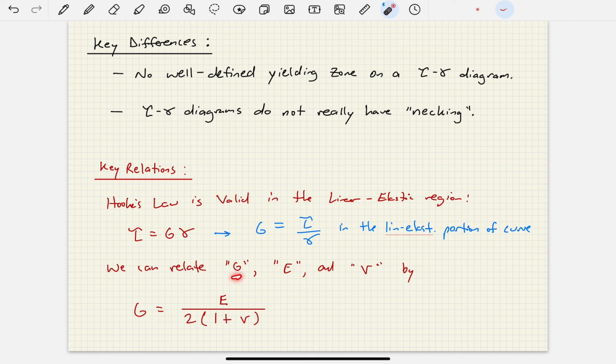So G is shear modulus, E is modulus of elasticity, which we studied before when we were dealing with the tension test, and nu is Poisson's ratio. And so the way they're related is we say shear modulus G is equal to modulus of elasticity E divided by 2 times the quantity 1 plus nu. And what's great about this is we're relating these 3 material properties together. So if you have any 2 of them, you can solve for the third one by just rearranging this equation accordingly, okay? So that concludes this background video on the shear stress strain diagram.